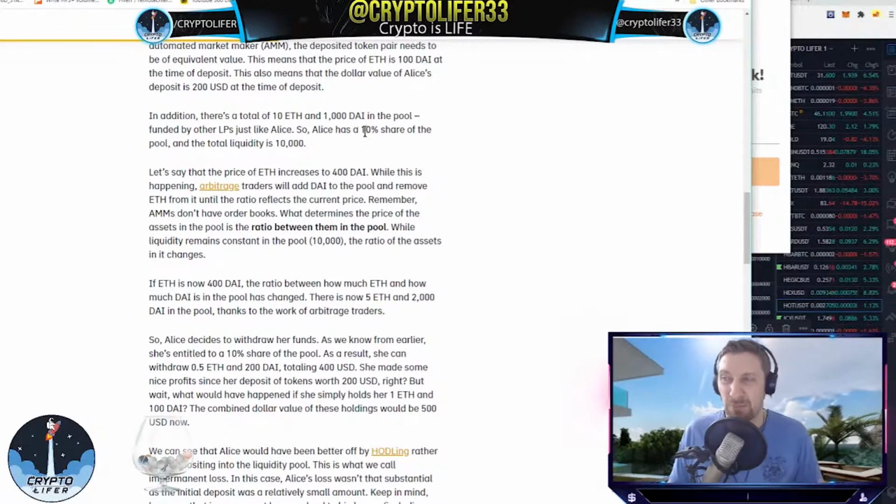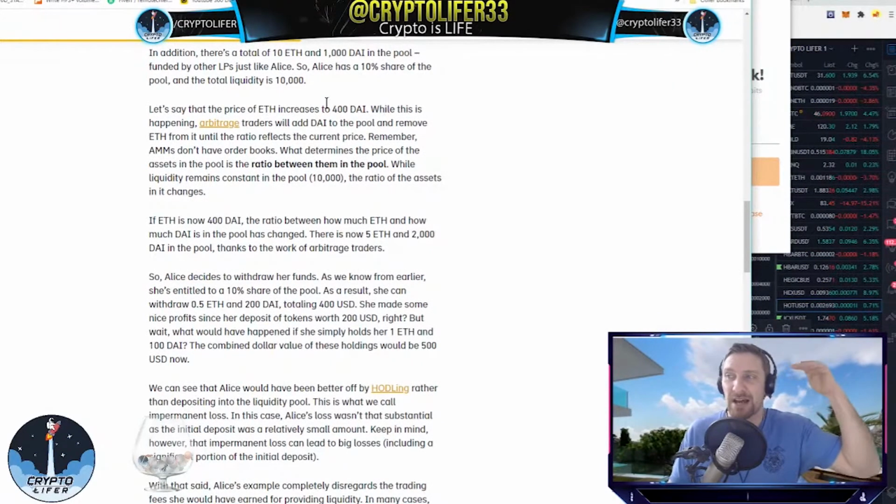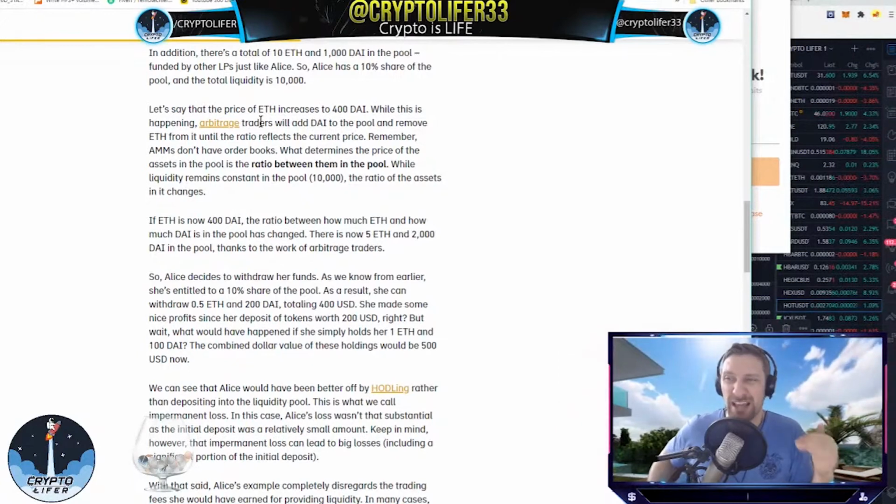So Alice has a 10% share of that pool, and the total liquidity is 10,000. So let's say the price of ETH increases to 400 DAI. While this is happening, arbitrage traders will add DAI to the pool and remove ETH from it until the ratio reflects the current price. Remember, AMMs don't have order books. What determines the price of the assets in the pool is the ratio between them in the pool.